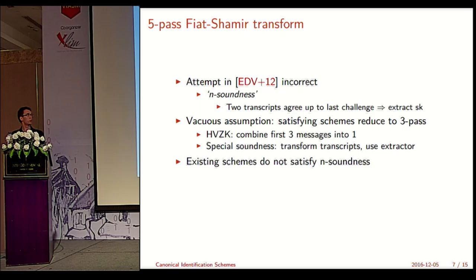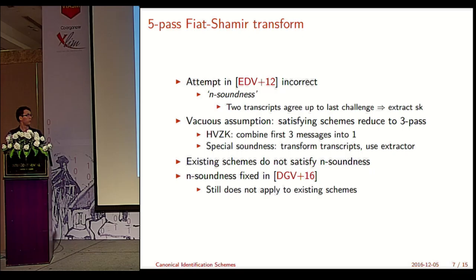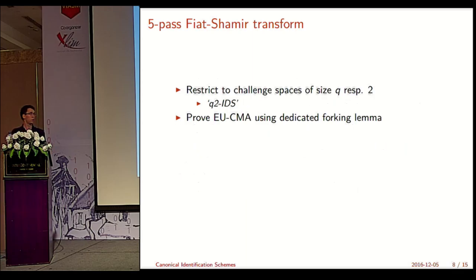Only none of the existing five-pass or seven-pass schemes or whatever pass schemes apply, because they don't satisfy this condition. There's no such extractor that from two of these transcripts you can actually get the secret key. Then the authors ended up fixing it in the journal version of this paper this year. And they redefined it, and now it doesn't reduce to three-pass anymore, but still it does not apply to existing schemes. So that's the gap where our work comes in.